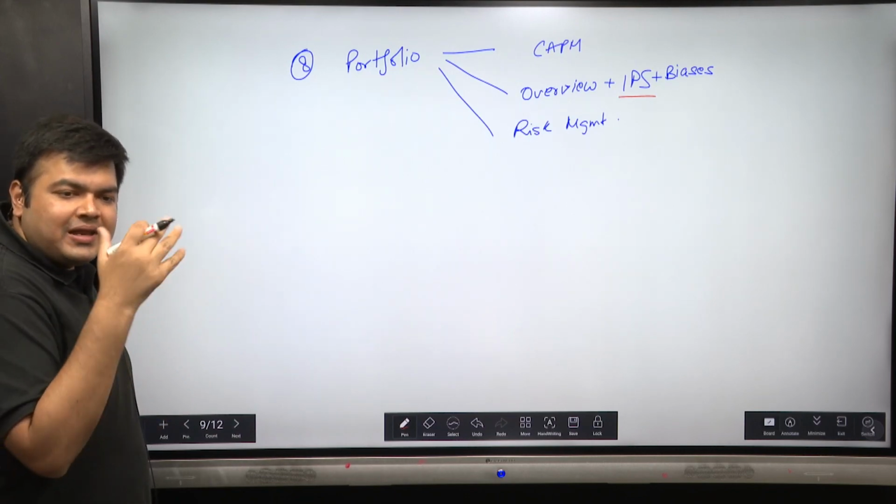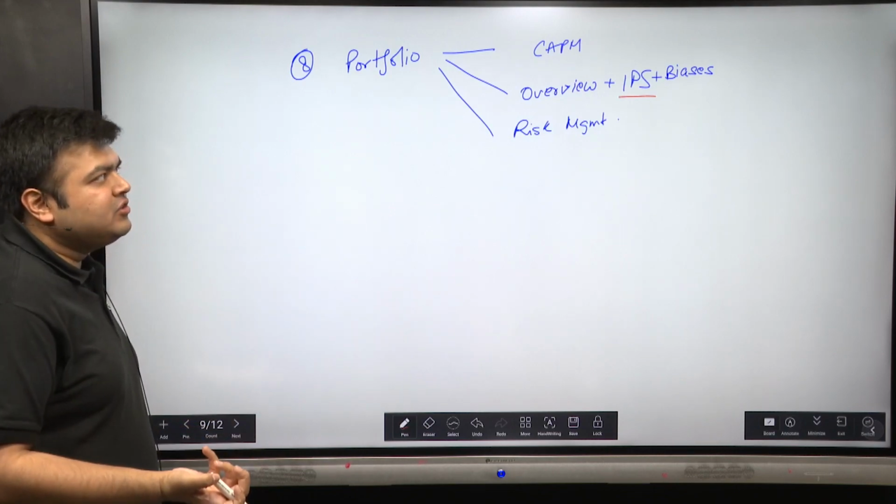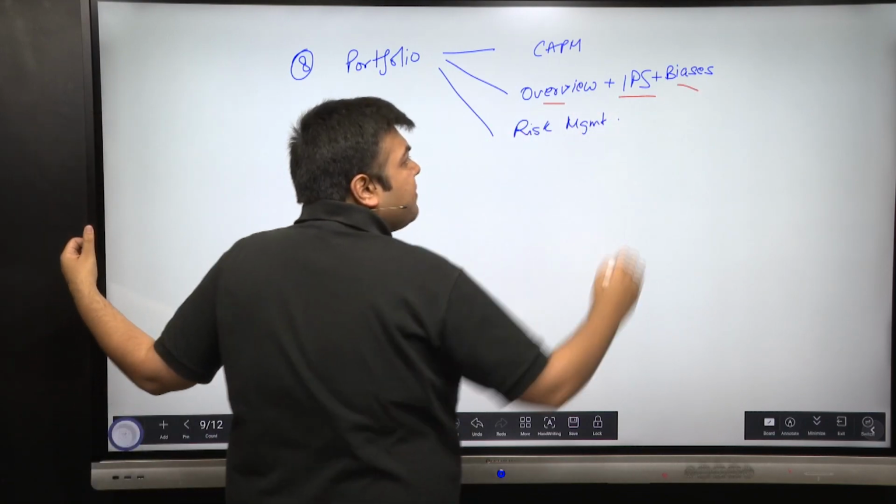Banks also do not keep the money at home. The banks also invest. How do they manage? So overview, understanding that and understanding biases.